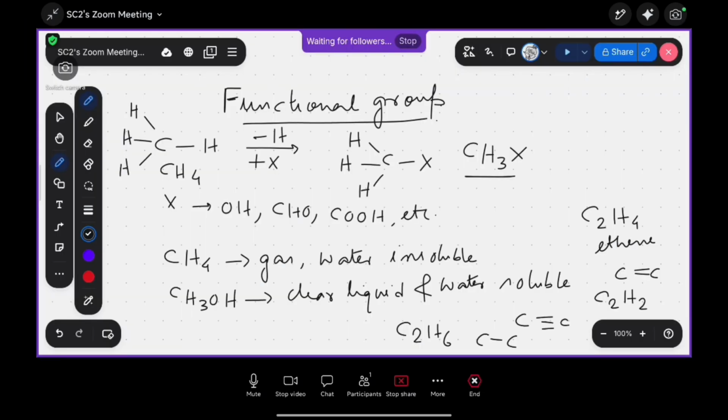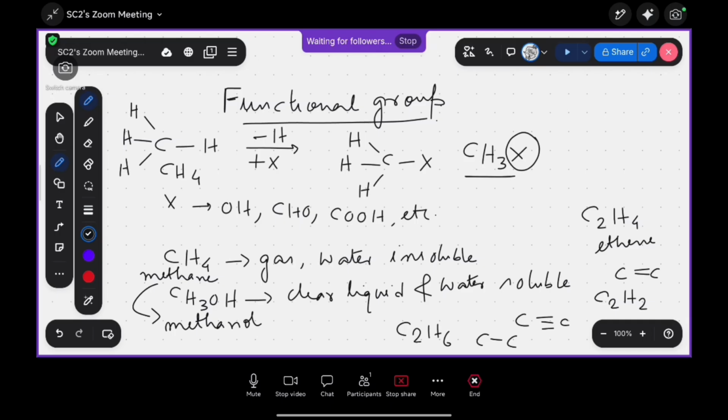But on the other hand, suppose X is OH. If X is replaced by OH, then CH3OH will be called methanol. In this class itself, I will be teaching you how to write the IUPAC nomenclatures of compounds having functional groups. The parent hydrocarbon is methane, and when a hydrogen atom is replaced by OH, methane becomes methanol.